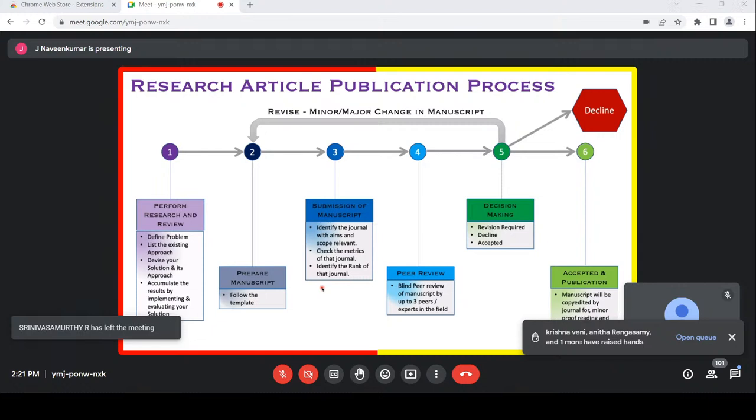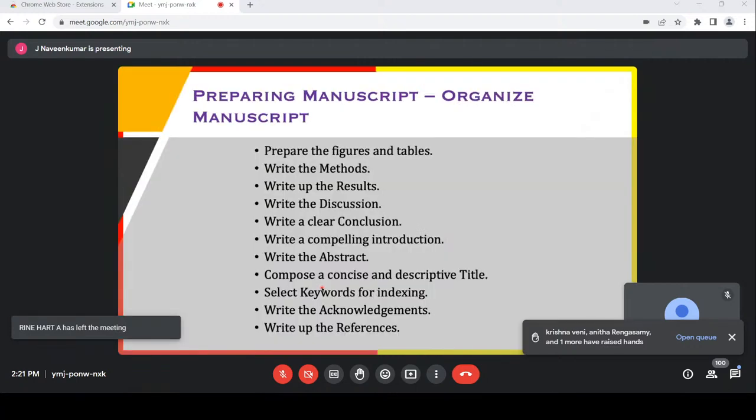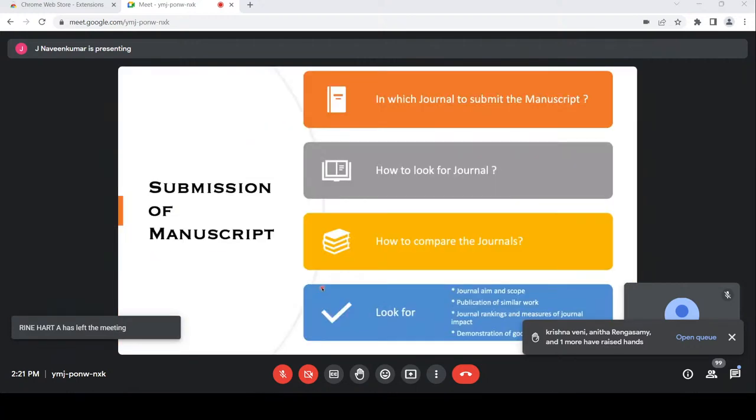So there are basically three questions that need to be asked, right? Let me just go to the slide. These are the fundamental questions, right? The first question is, in which journal to submit the manuscript? That's the fundamental question, because I have done my research, I have my research paper manuscript with me. Now I just want to publish this paper.